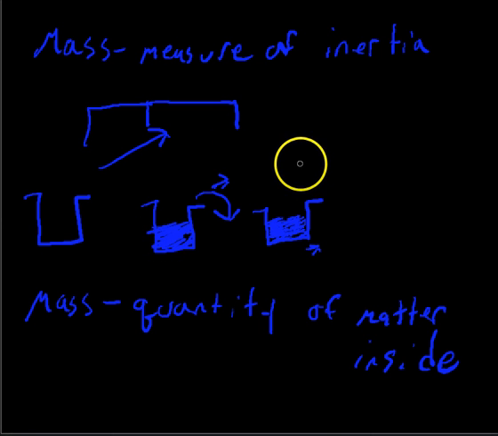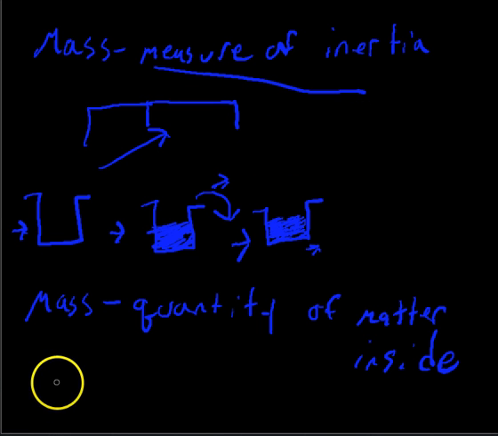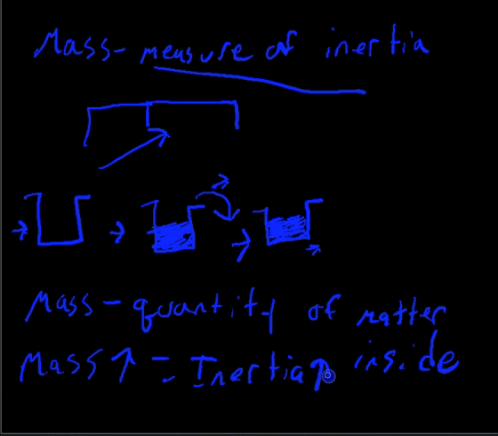So what do you think this means? If we're applying the same force to each bucket, this must mean that mass is a measure of inertia, right? The more mass something has, the more inertia it has. Mass up, inertia up. It's not actually an equation, I'm just pointing that out. When mass goes up, inertia goes up.